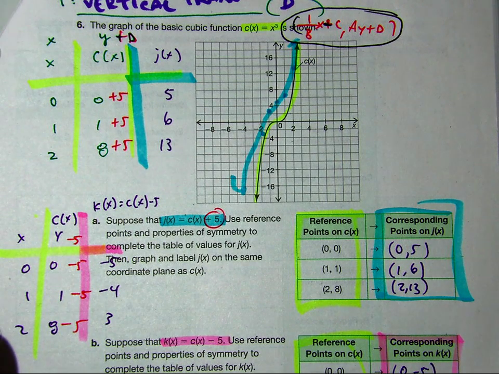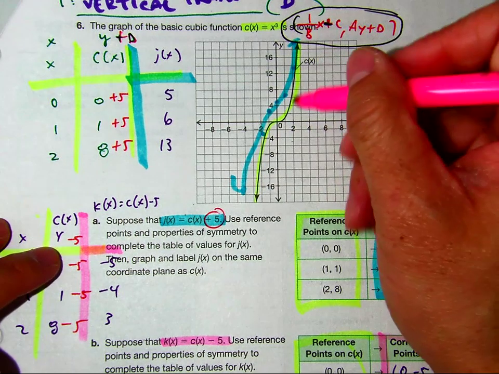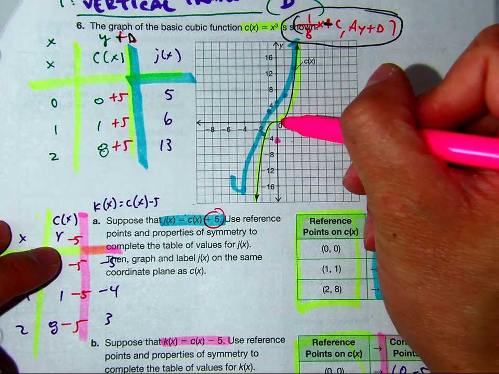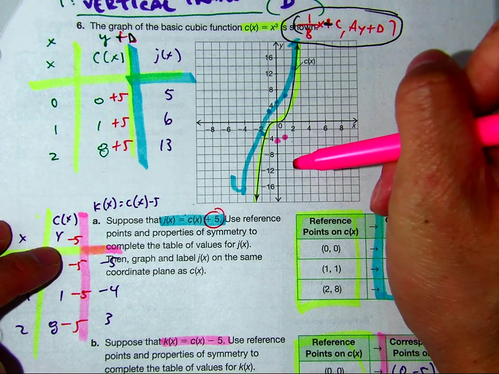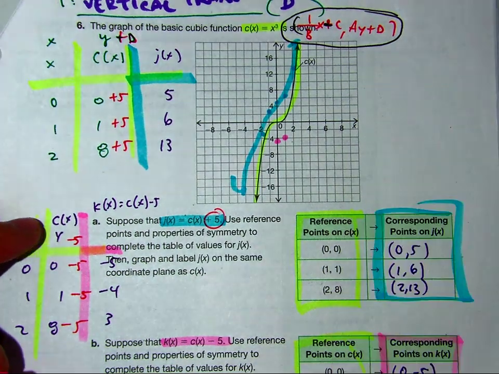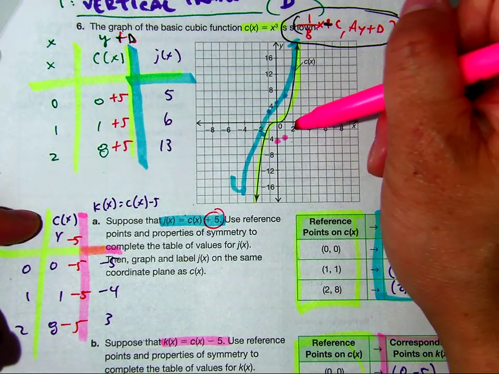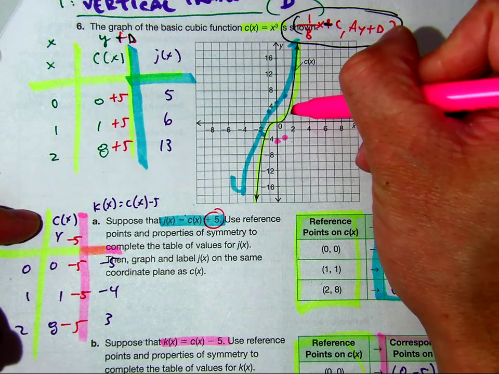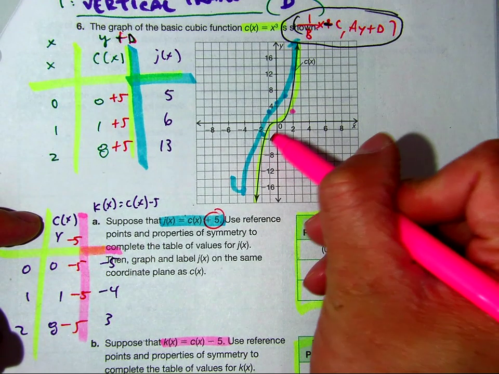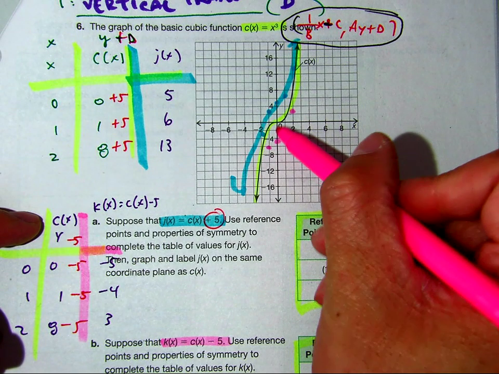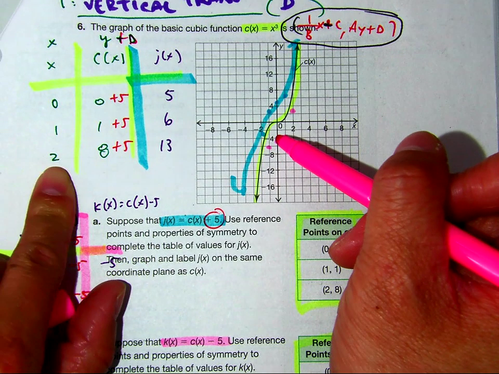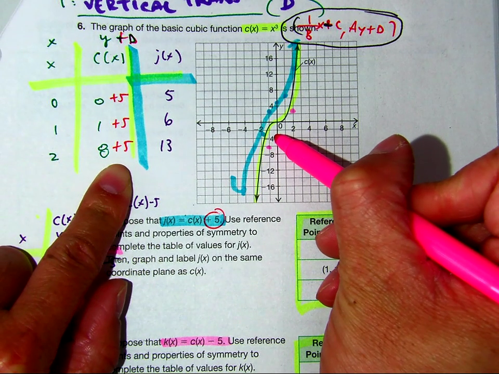And if I graph the one in pink, 0, negative 5, 1, negative 4, and then 2, 3. So from here, you're doing the same thing. Left 1, down 1. And then instead of going left 1, down 1, we're going to go left 2, down 8. So left 2. I'm still using those reference points. That's how I get the 5th point.